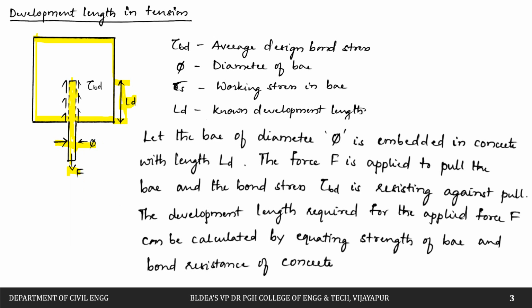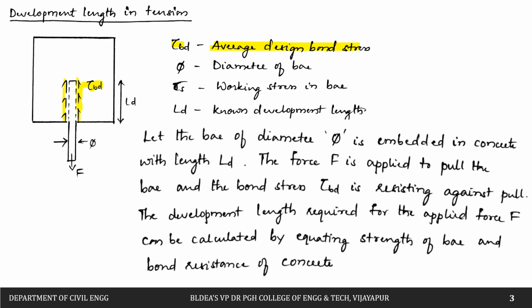Then we apply a force F to pull this bar. Whenever we apply force F to pull, a bond stress is developed, which we call tau BD, that is the average design bond stress. Whenever we try to pull this bar outside, there is a stress developed. That is tau BD, the average design bond stress.